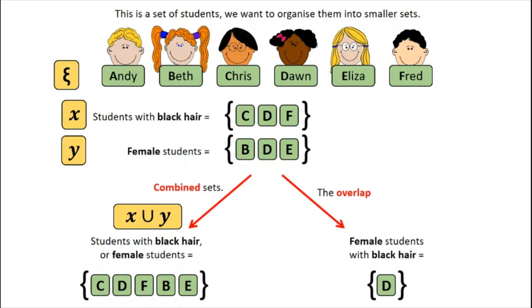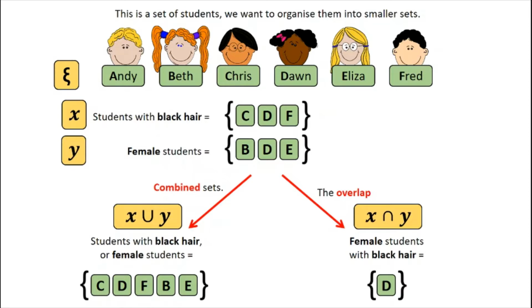And similarly, for the overlap bit, we use a symbol that looks like this. It's the same symbol but upside down. We call that the intersect because it's the bit that's in the middle of a Venn diagram, but you can just think of it as an and.